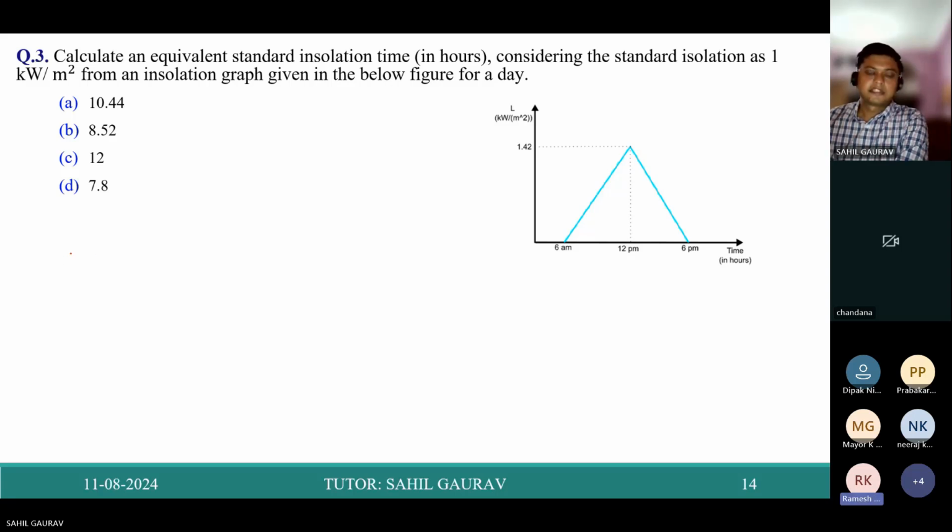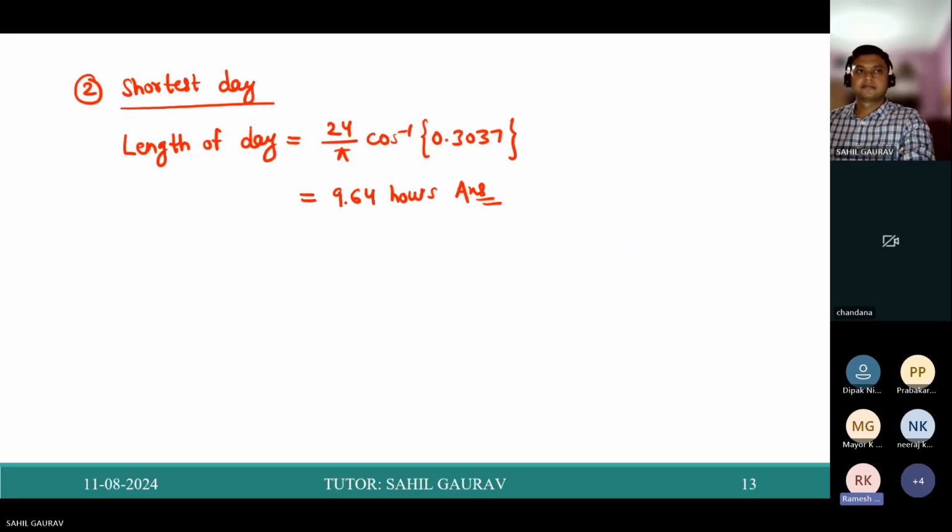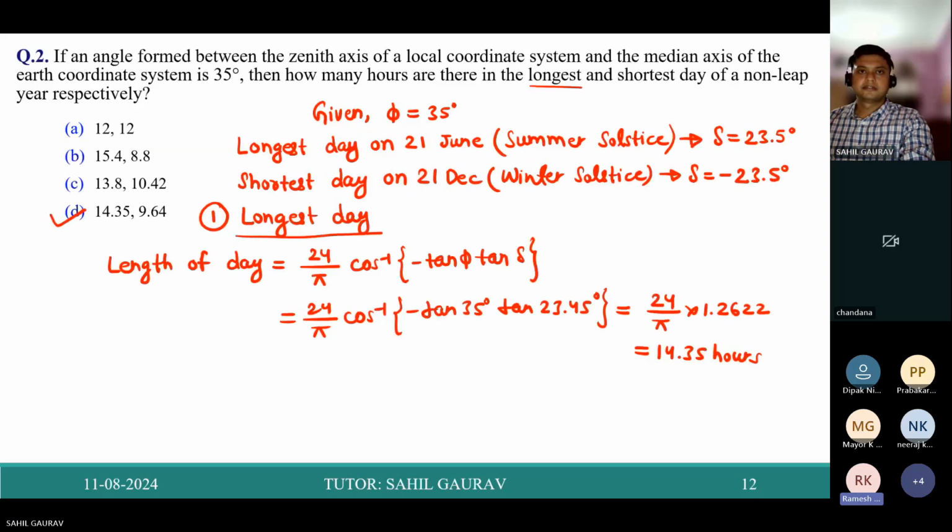Sorry, sir. Actually, in the second question I am not getting the answer. Can you solve? Where are you getting stuck? Yeah, I'm trying to solve this question, but I'm not getting the answer. I think you are doing 24 by pi.